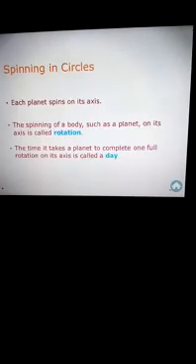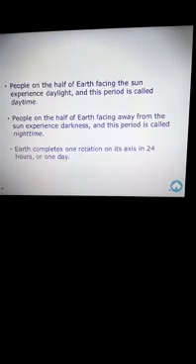Each planet spins on its axis, and the time taken by the planet to complete one full rotation on its axis is called a day. Earth completes one rotation on its axis in 24 hours.